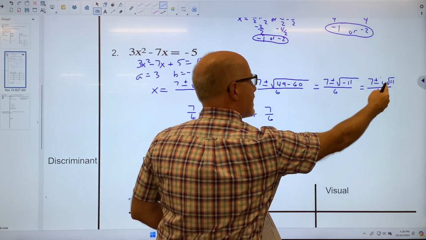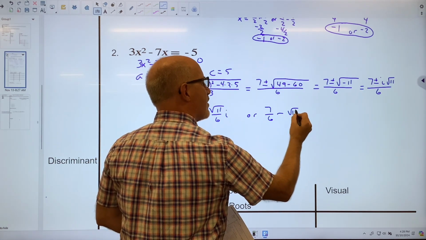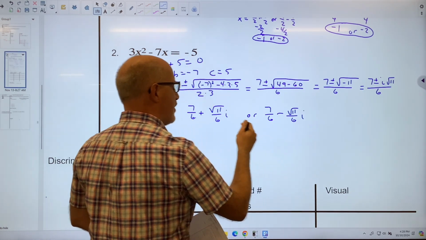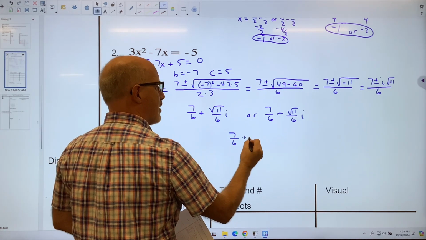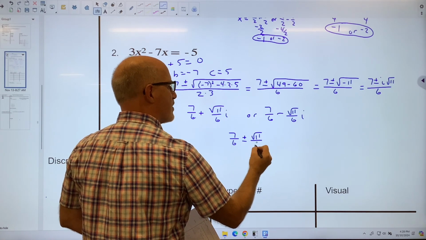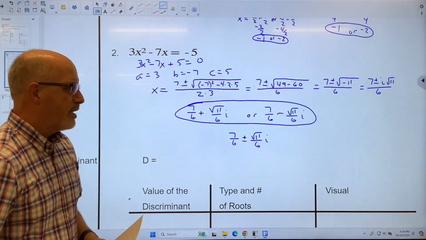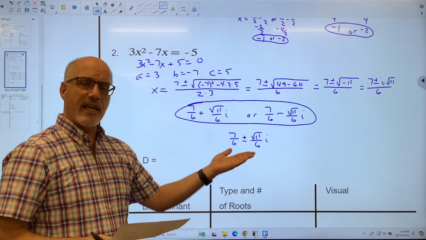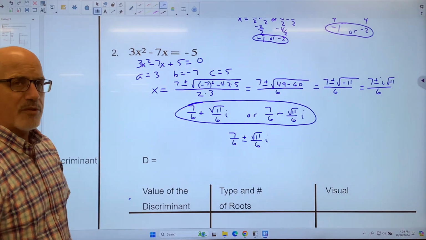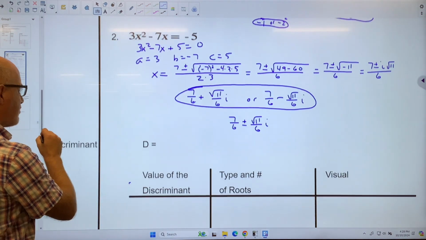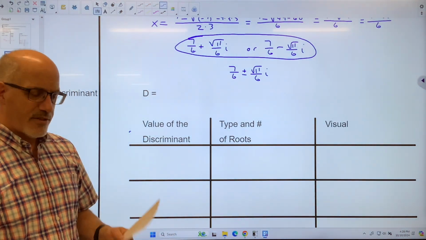So put 7 over 6 minus square root of 11 over 6i. The other option is to write 7 over 6 plus or minus square root of 11 over 6i. So here are my possibilities for answers. Notice that this is a complex answer. It has an imaginary part to it, and so that would not be able to be factored as part of the problem.